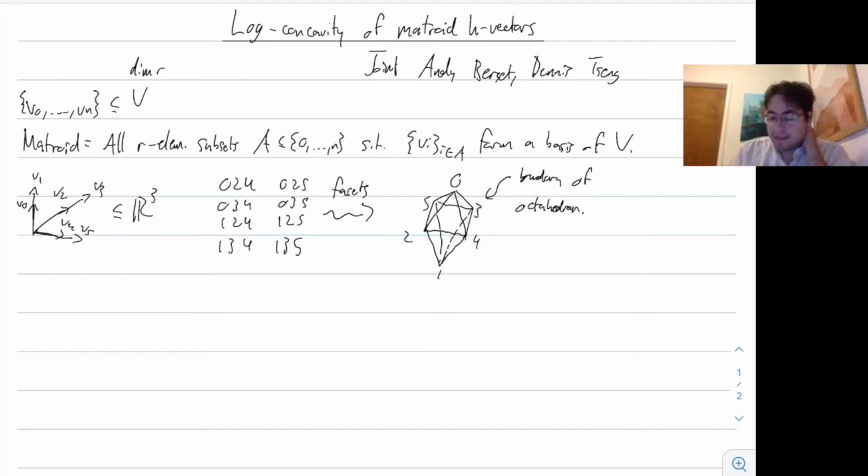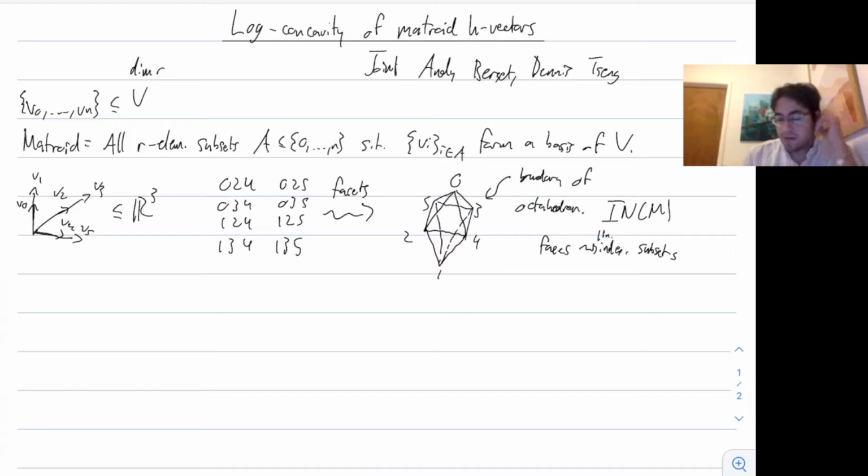Okay, and this simplicial complex is called the independence complex of the matroid because the faces, the lower dimensional faces like the edges and the vertices, these are the independent subsets. And when I say independent, I mean linearly independent, because every linearly independent subset of these vectors is a subset of some basis, because you can always extend a linearly independent subset to a whole basis.